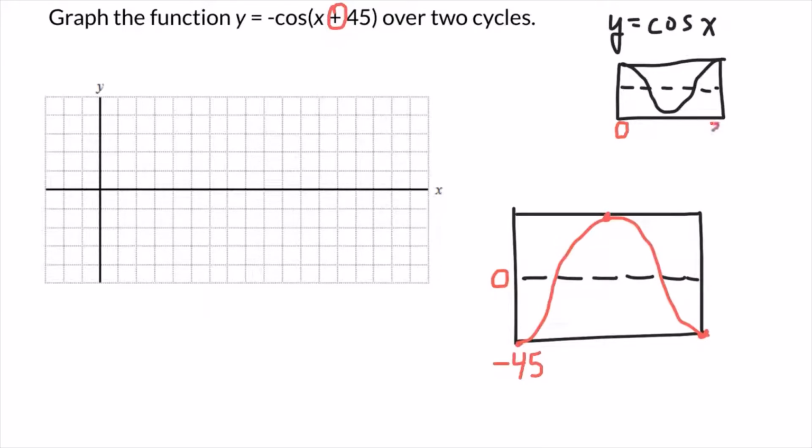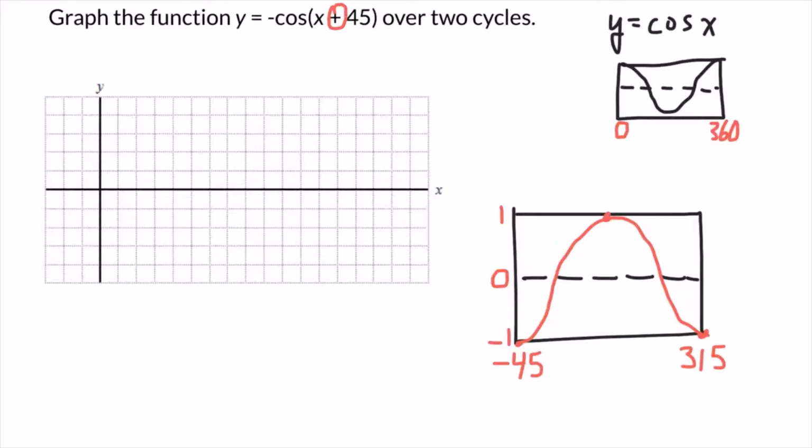And the parent function ended at 360, but remember I'm going left 45. So that means instead I'm going to go to 315 degrees. There's nothing in the equation over here that would stretch or compress my graph, so my amplitude remains unchanged. That means I'll go up 1 from my central axis and down 1 from my central axis.